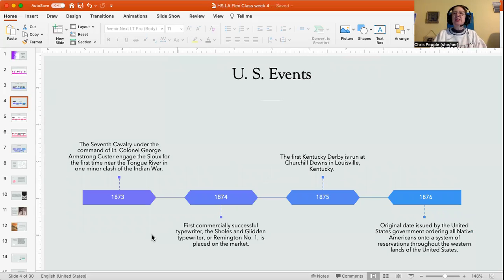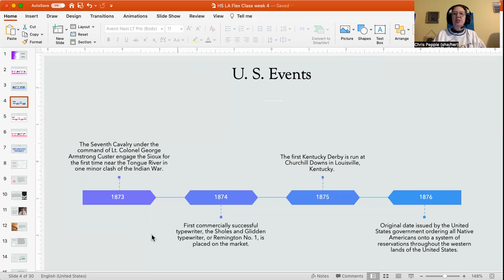Now, this is a time where the Native Americans are losing a lot of ground. They are losing their land, their homeland. Think back to what I said about imperialism in Europe. It's the same thing going on in the United States. We are using our military strength to take land from others. So we have the Sioux Indians clash for the first time, which is part of the Indian Wars.